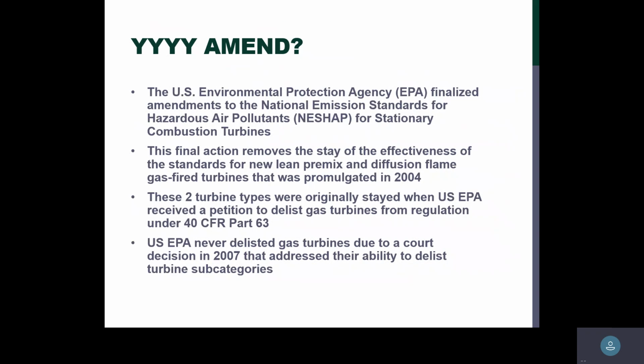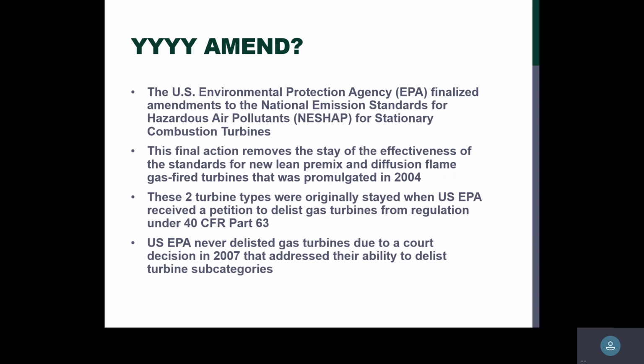So why did the EPA amend it? The EPA finalized amendments to the NESHAP rule for stationary combustion turbines. This final action removed the stay of effectiveness for the standards for new lean premix and diffusion flame gas-fired turbines, again promulgated back in 2004. These 2 turbine types were originally stayed because the EPA had received a petition from industry to delist these turbines from the regulation under 40 CFR Part 63.